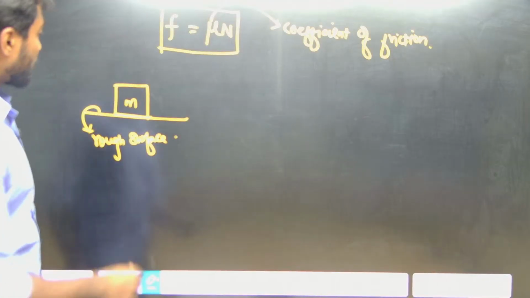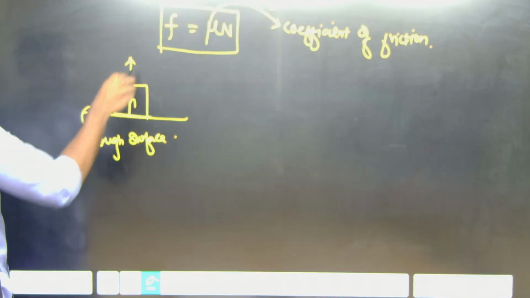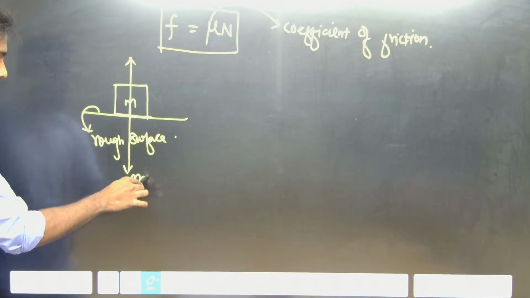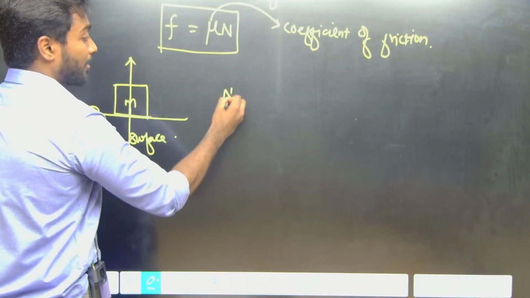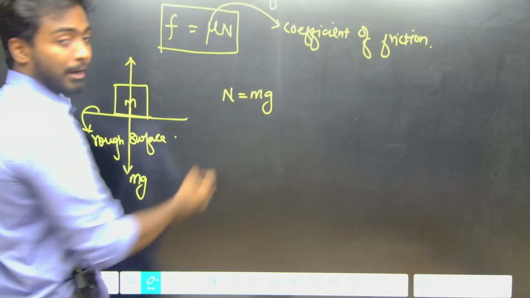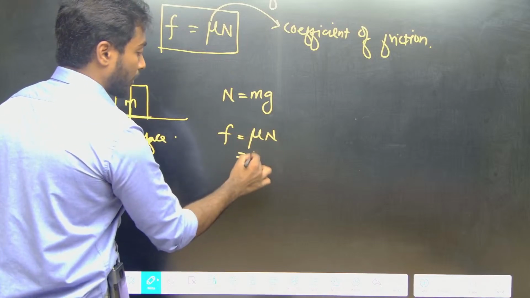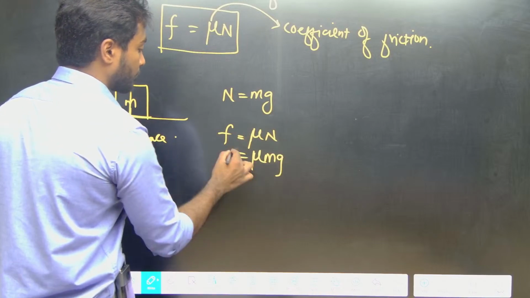Okay, so normal force is there, and due to this, weight will also be there, which is mg. So in this case, N is equal to mg, so F is equal to mu into N, where N is mg, so I can write mu into mg.